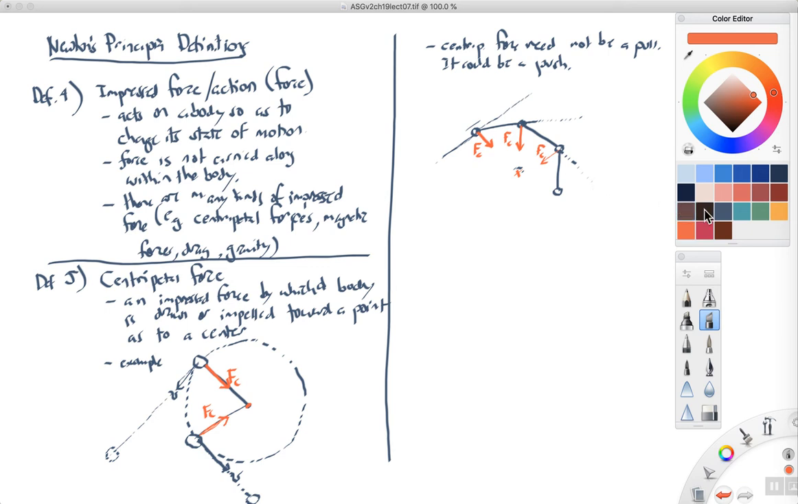Okay, maybe I should make one other comment here, is that the centripetal force could be caused not by physical contact. So for example, in these two cases, you've got a string pulling on the rock over here, or you've got a hockey stick hitting it, so they're in physical contact with the rock.